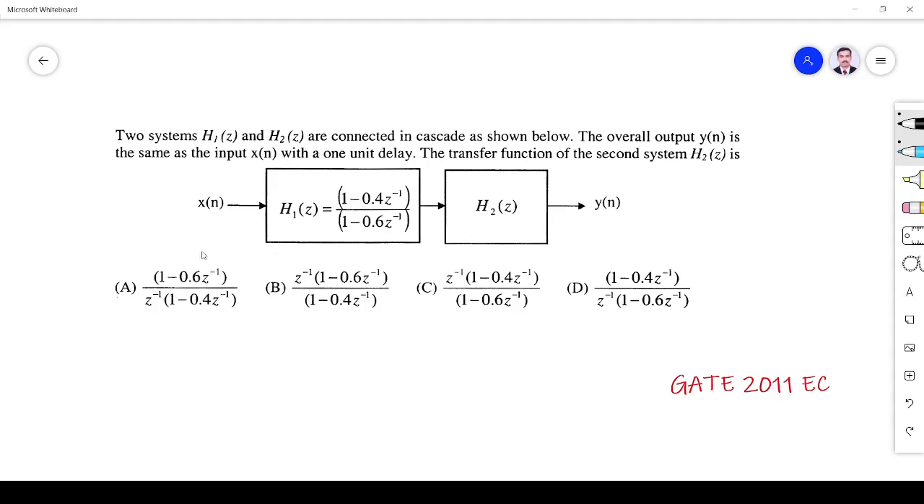Hi friends, in this video let us solve a signal system related question asked in GATE 2011 EC paper. The question is: two systems H1 of Z and H2 of Z are connected in cascade as shown below. The overall output Y of n is the same as the input X of n with unit delay. What is the transfer function of this second system?